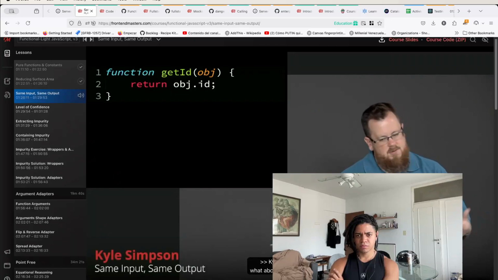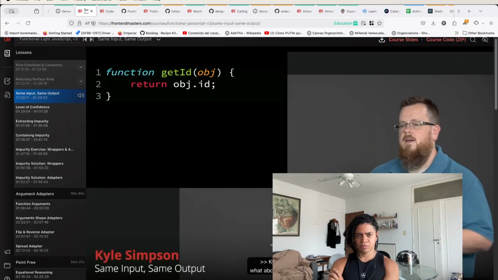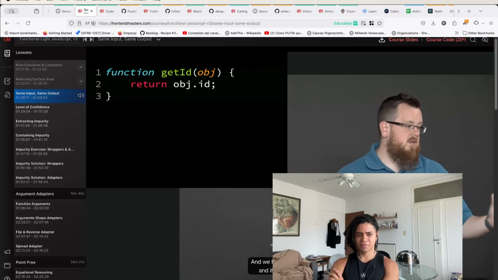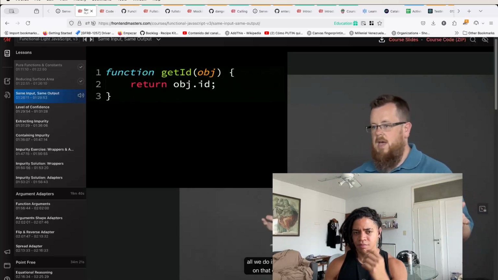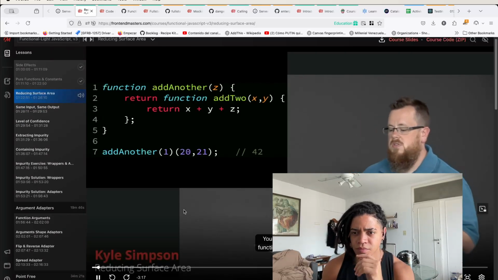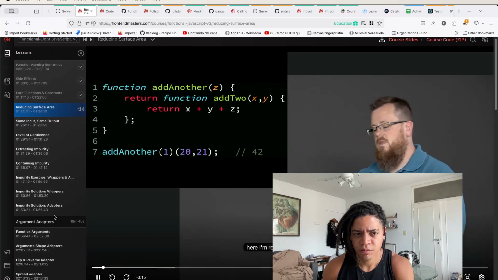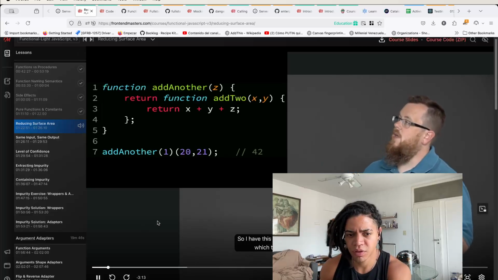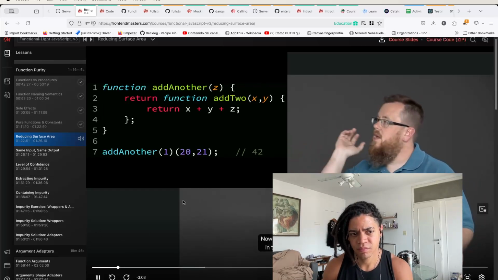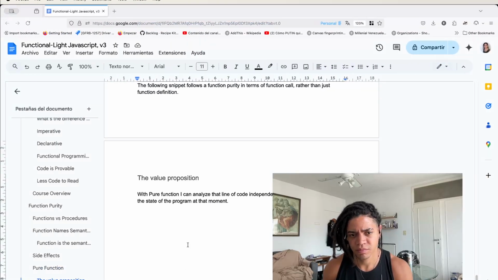Okay, what about this function? GetID. And we have an obj parameter, and it looks like basically all we do is access. So there's a different usage. You've probably seen functions use these values here. I'm returning a function back, but it's reducing the surface. It's not a constant in lexical scope. It's a parameter that is passed in.